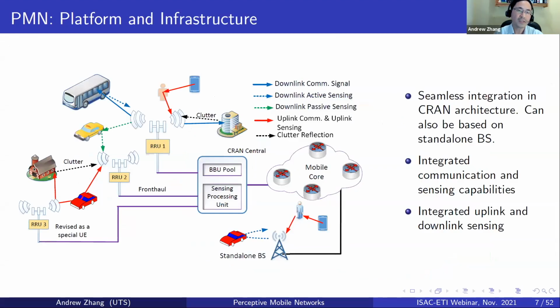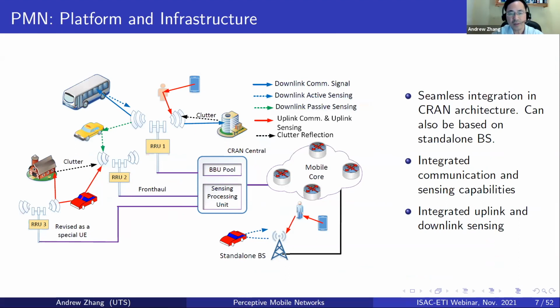We can realize sensing based on multiple topologies for communication networks. For example, we can realize it based on a standalone base station. We can also realize it based on what we call the C-RAN, the cloud radio access network.